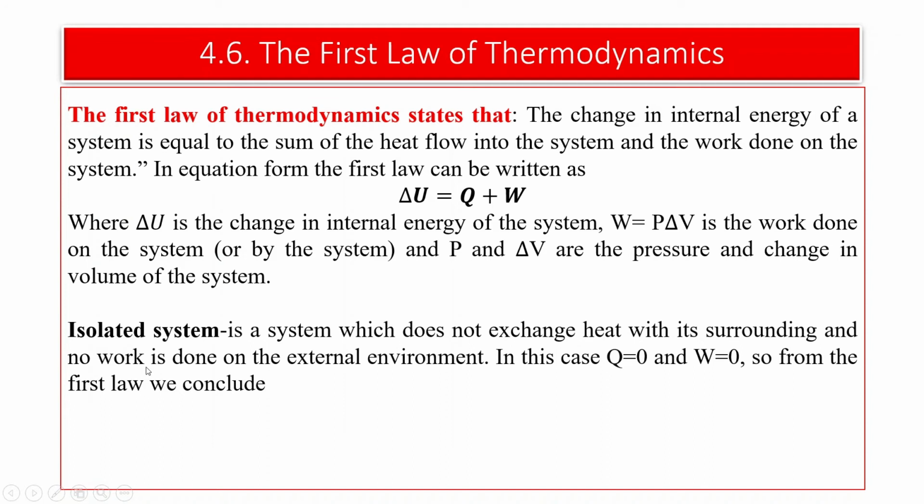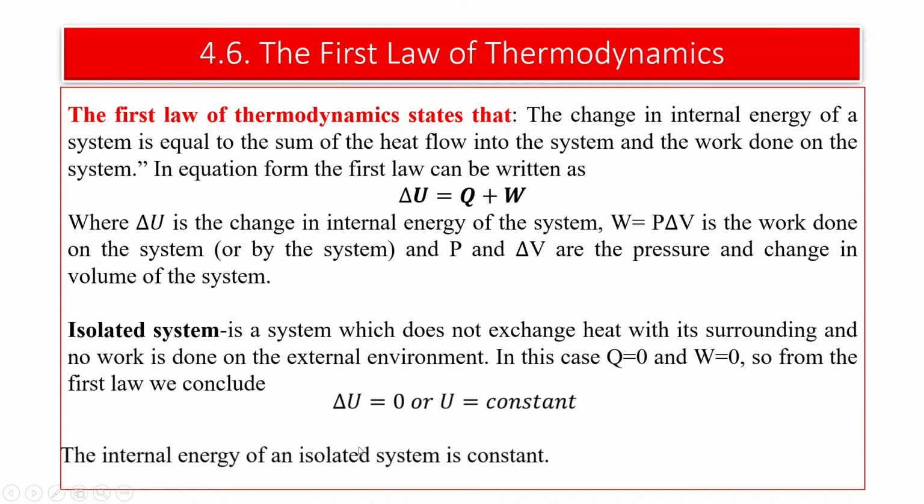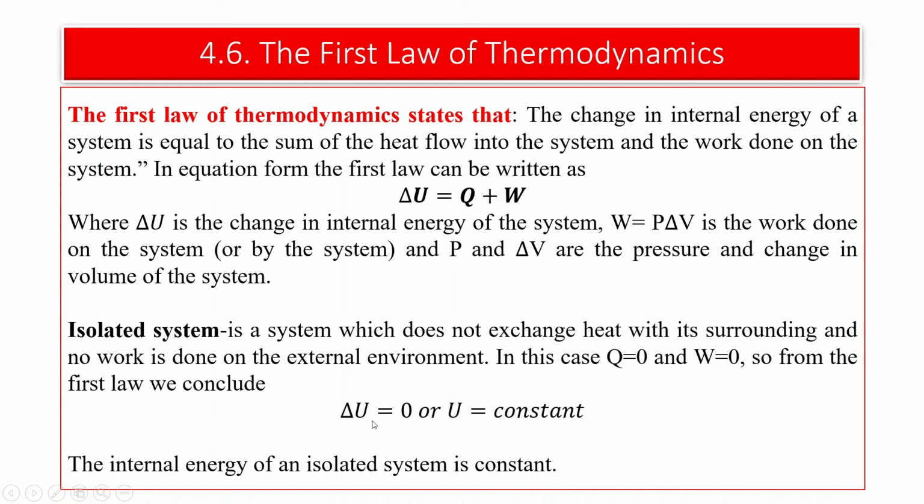So in the process, an isolated system is a system which does not exchange heat with its surroundings. It's already isolated. There is no exchange of particles, and there is no exchange of heat with the surroundings or with another system. So no work is done on the external environment. In this case, Q is equal to 0 and work is equal to 0. From the first law, we conclude that ΔU, the change in internal energy, is 0, which means that the internal energy is constant.